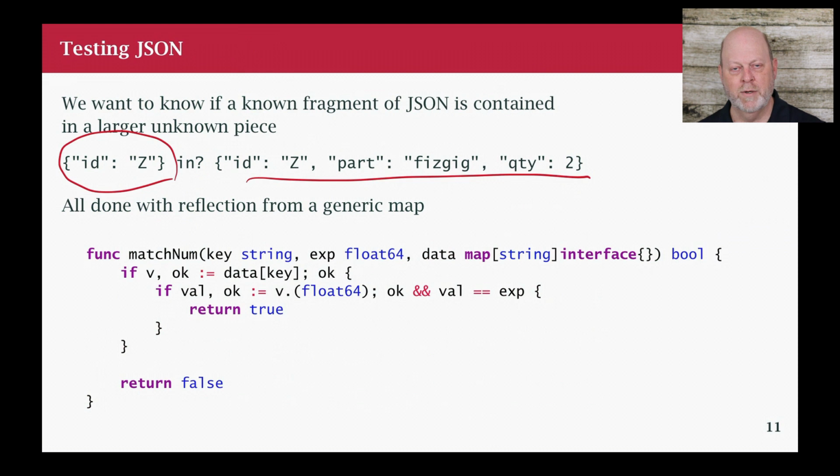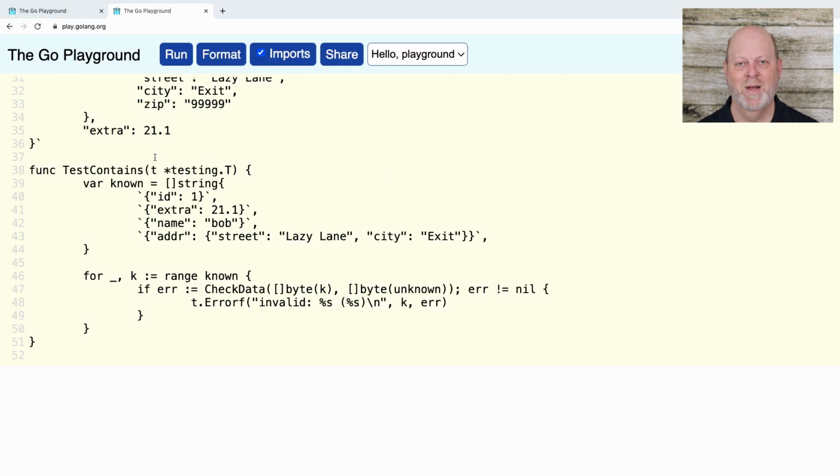I found an effective way to do it with reflection. And here's an example of a function we're going to work on in just a second, where I go into my exploded map of string to interface and start poking around to see if the key is in there and whether it has the particular type, and if it does, whether the value matches. So in the playground, I've got a unit test, and the playground can run unit tests.